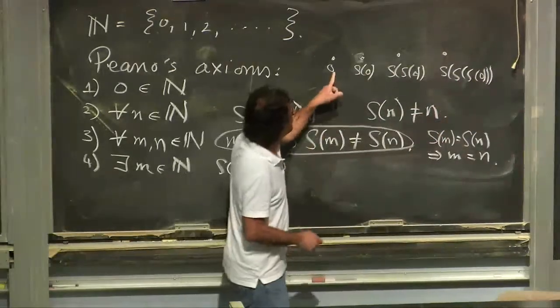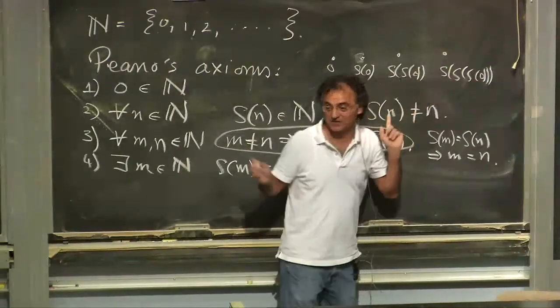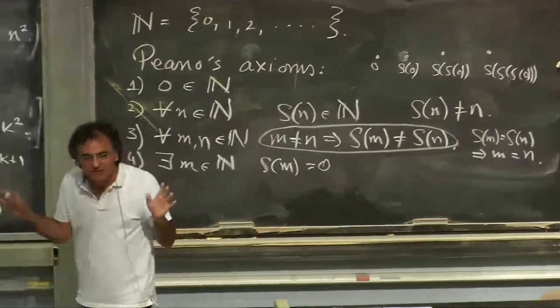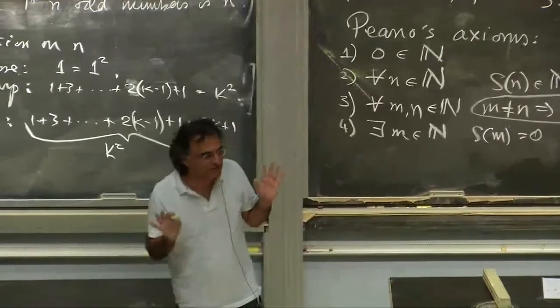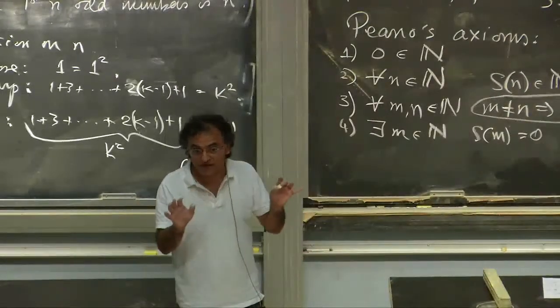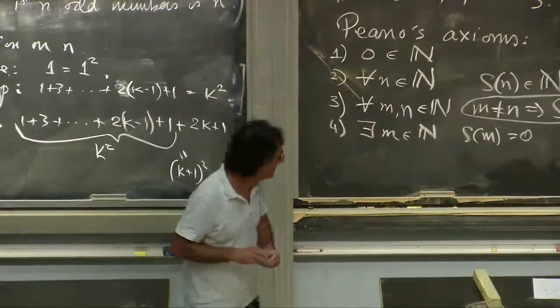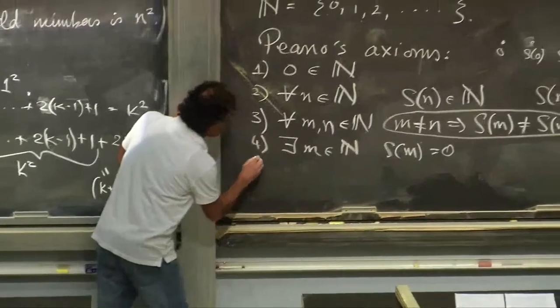So it's 0, 0 plus 1, 0 plus 1 plus 1, 0 plus 1 plus 1 plus 1, and so on. The fact that we name them something else, that's our issue, right? As far as the objects are concerned, this is the property that we have. And then the last axiom is called the induction axiom.